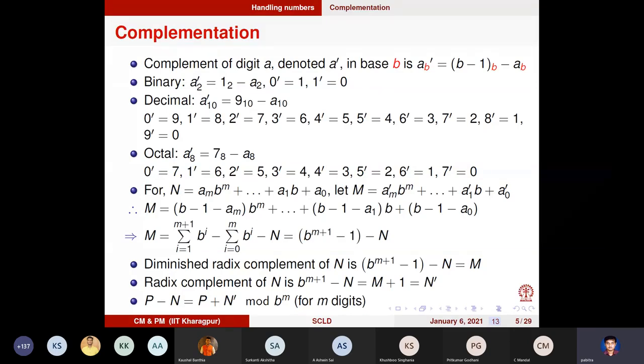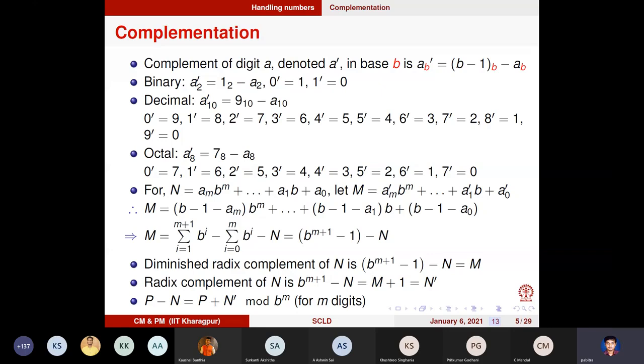And this one, the number n and its transform n prime, the radix complement, they have some relation among themselves. They are kind of pairs, in the sense that if you add these two up, you get b to the power m plus 1. So they are pairs, or there is some relation between them.